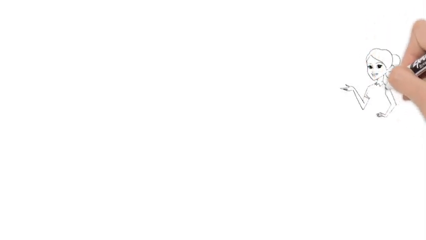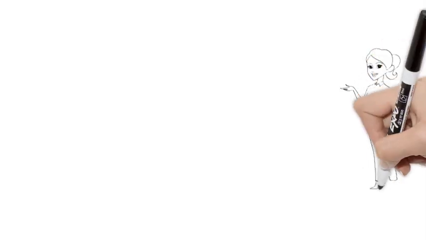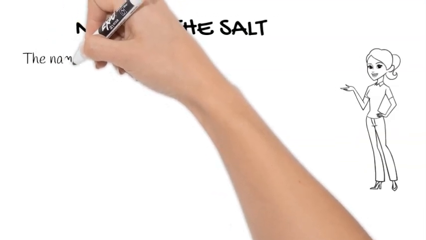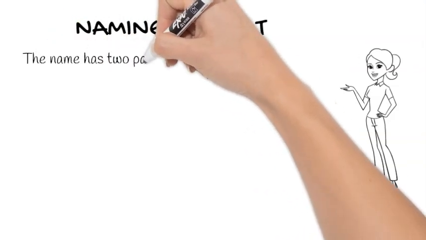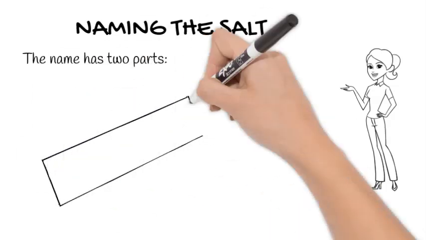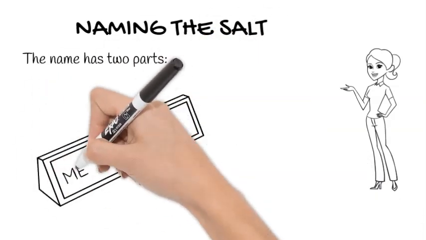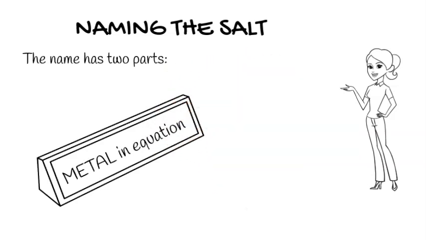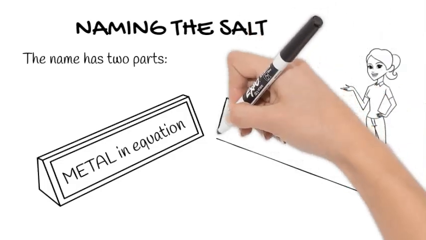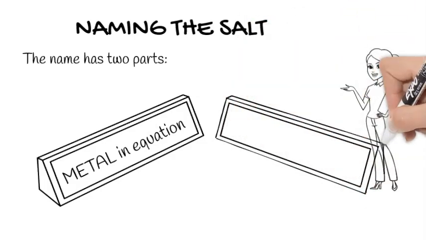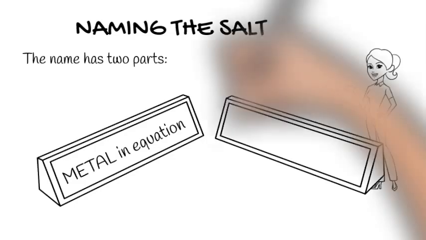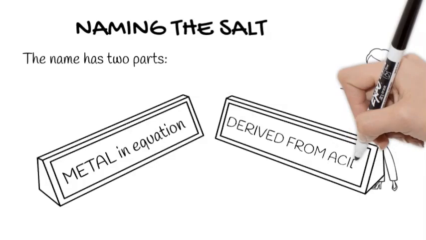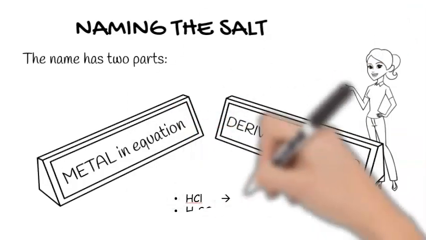Now that brings me very nicely onto the family of chemicals formed when an acid is neutralized by an alkali, the salts. But let's first look at how we name the salt. Like you and me, the salt has a first name and a surname, if we want to use an analogy. The first name comes from the metal in the reactants. And the second part of the name is derived from the acid that is used in the equation.